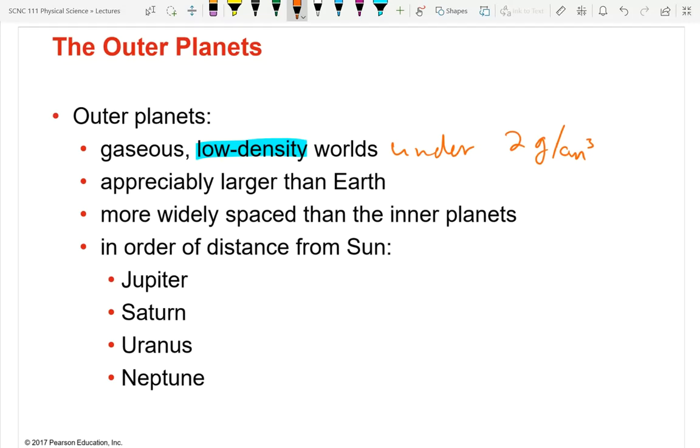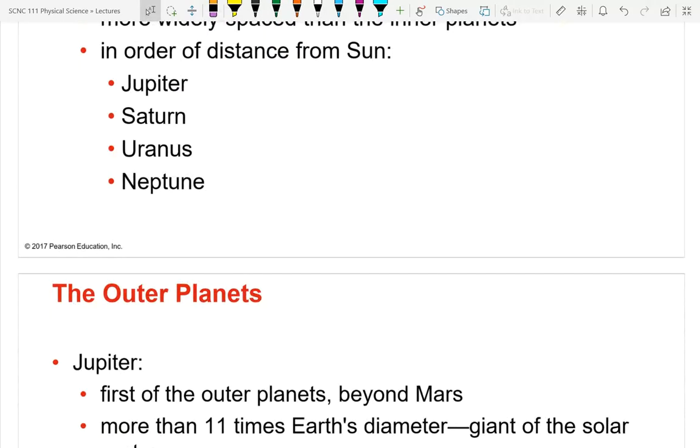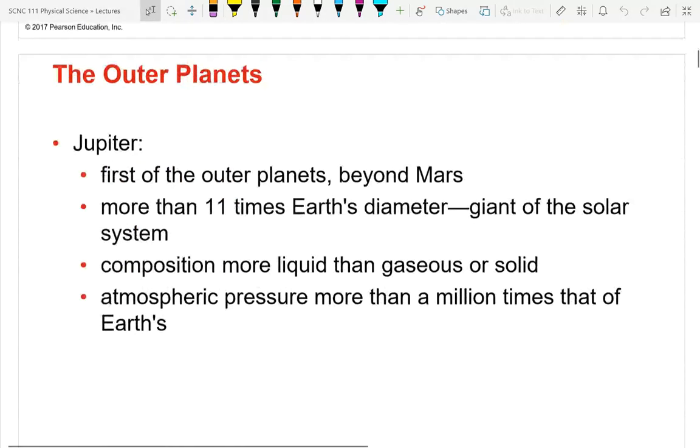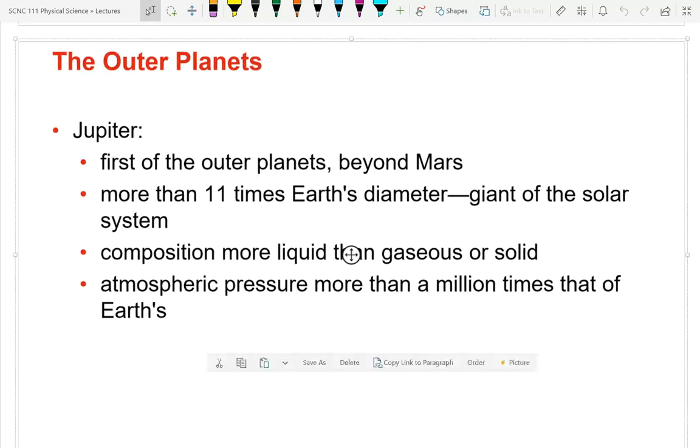Then the next one, Jupiter, it's like 10 astronomical units out there. So Jupiter is like 5 times farther from the sun than Mars is. So it's much bigger spacings out there. And we have the order Jupiter, Saturn, Uranus, Neptune, Jason. See, you could remember that, right? Jason. So let's look at these. Jupiter, it's the first of the outer planets beyond Mars, and it is by far the most massive.